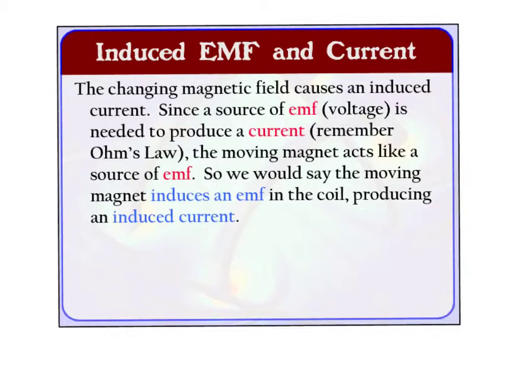Since a source of EMF, electromotive force or voltage, is needed to produce a current, remember Ohm's law, V equals I times R, a moving magnet acts like a source of EMF. So we could say a moving magnet induces an EMF in the coil, producing the induced current. Remember, just like if you connect a battery to a circuit, you'll create a current out of it. Essentially, the magnetic field is inducing the voltage first, and that voltage creates the current.